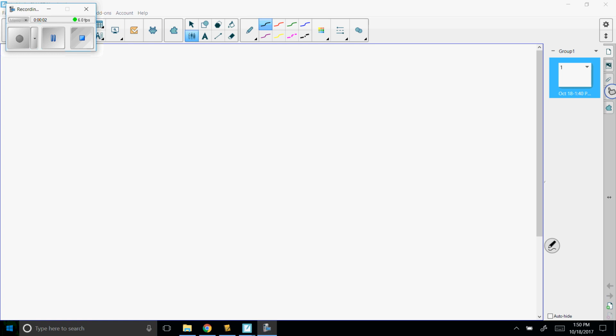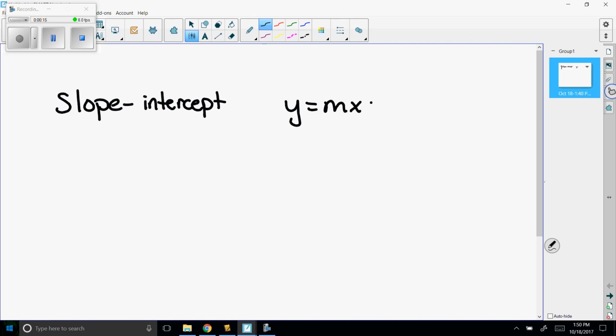Forms for an equation for a line. One of them is the slope-intercept. What is the slope-intercept format? Y equals mx plus b, where you will end up with numbers in the position of m, which is what? Your slope, and in the position of b, which is your y-intercept. So we know that piece of information.